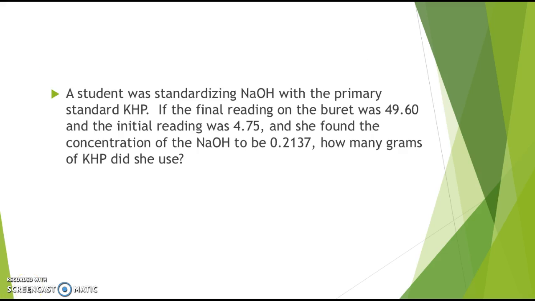This one says a student was standardizing sodium hydroxide with the primary standard KHP. If the final reading on the burette was 49.60 and the initial reading was 4.75, and the student found the concentration of the sodium hydroxide to be 0.2137, how many grams of KHP did the student initially use?